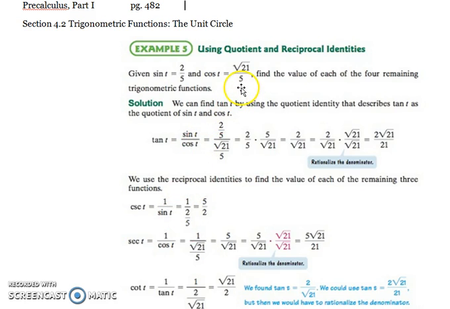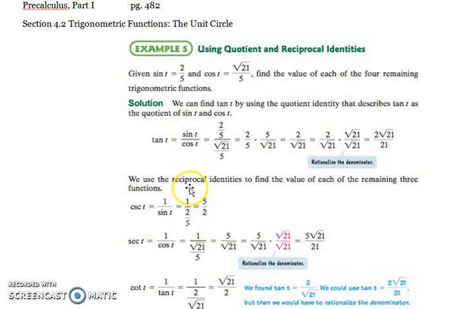For cosine, this is where you have to be careful. If you take the reciprocal of the cosine, you have 5 over the square root of 21. Again, you're dividing by a fraction, so you multiply by the reciprocal. But we can't leave square roots in the denominator. So we have to rationalize that by multiplying top and bottom by that square root, because that gives us a square root of 21 squared on the bottom, which is 21. The square root and the square cancel out. And then 5 square root of 21 on the top.